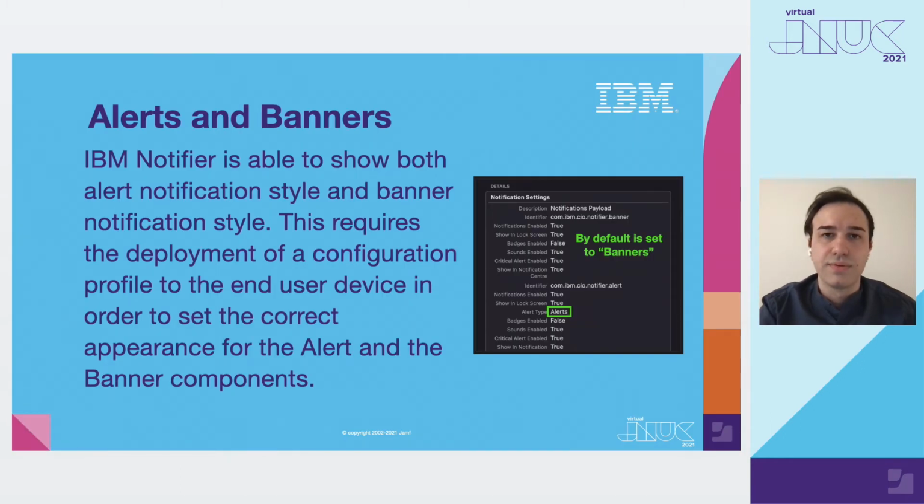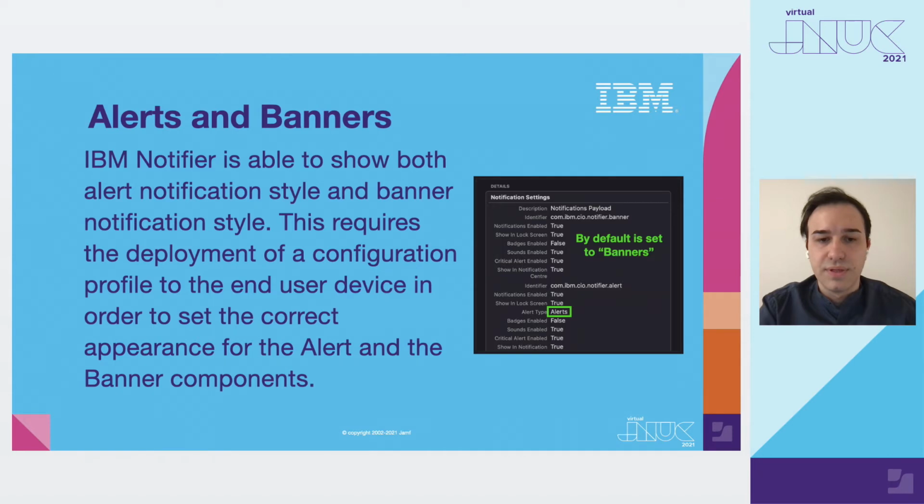Let's talk a little bit about alerts and banners. IBM Notifier is able to show both kinds of notification center banner styles. This is thanks to the usage of two different applications to handle banner and alert. This is because macOS doesn't allow one application to have two different notification settings based on the usage we want to make of it. That's why we have these two components.